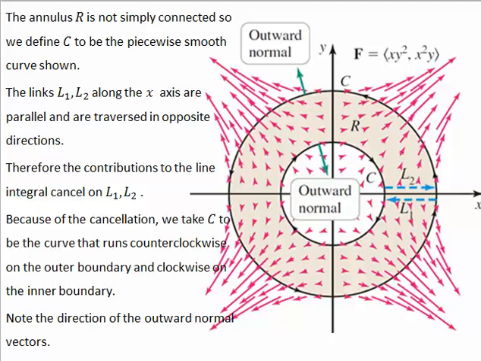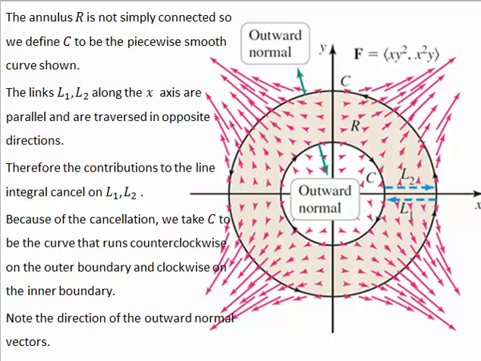The annulus is not simply connected, so we define our curve to be the piecewise smooth curve shown. The links L sub 1 and L sub 2 along the x-axis are parallel and are traversed in opposite directions. Therefore, the contributions to the line integral cancel on our links.